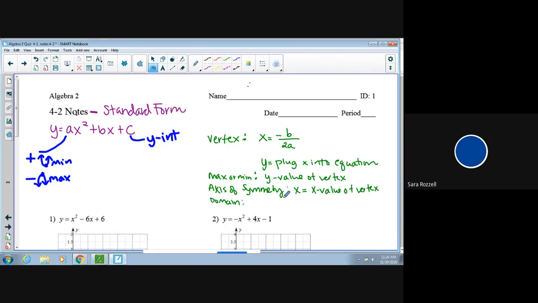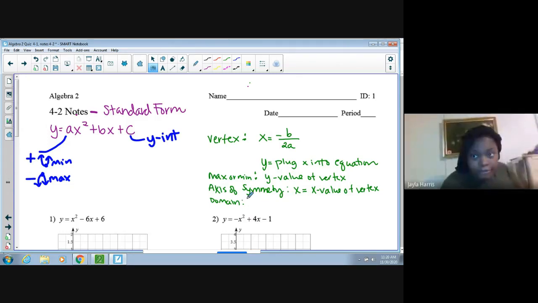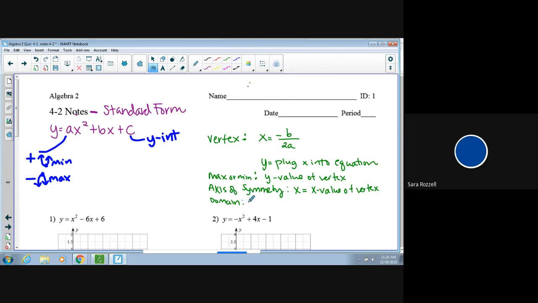For your domain, it's the same as before. What was our domain on every single quadratic problem? All real numbers. All reals, right? So domain is all real numbers. And then our range is either greater than or less than, depending on if our parabola is up or down. So if it's down, it's going to be y is less than or equal to the y value of our vertex. If our parabola is up, our range is y is greater than or equal to this number, the y value of your vertex.